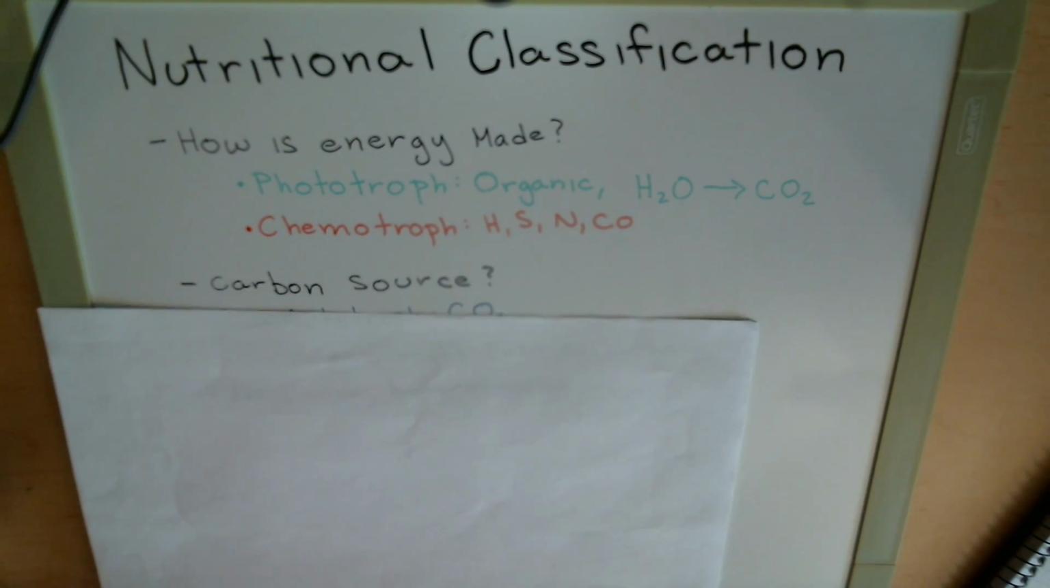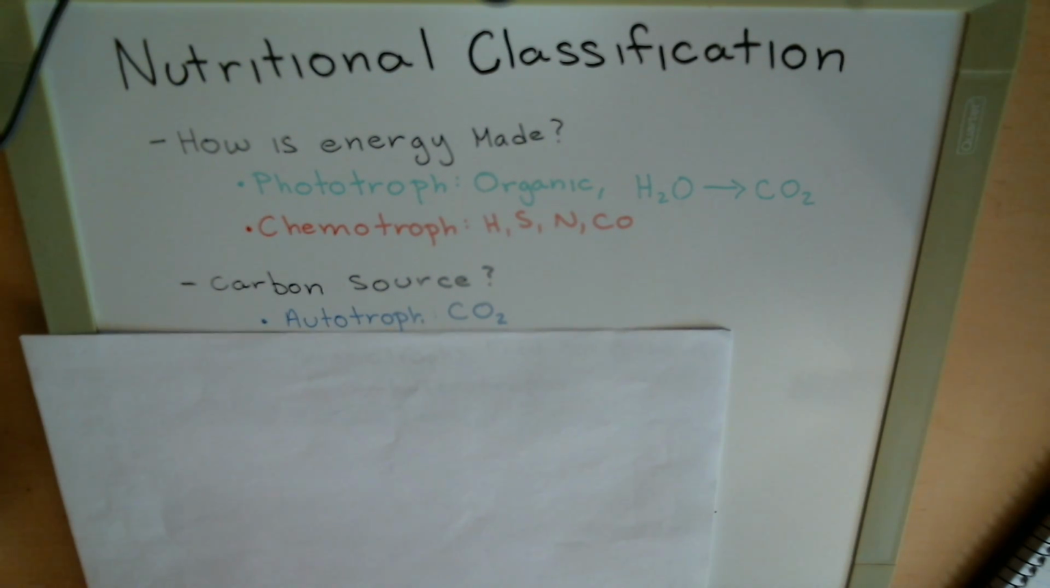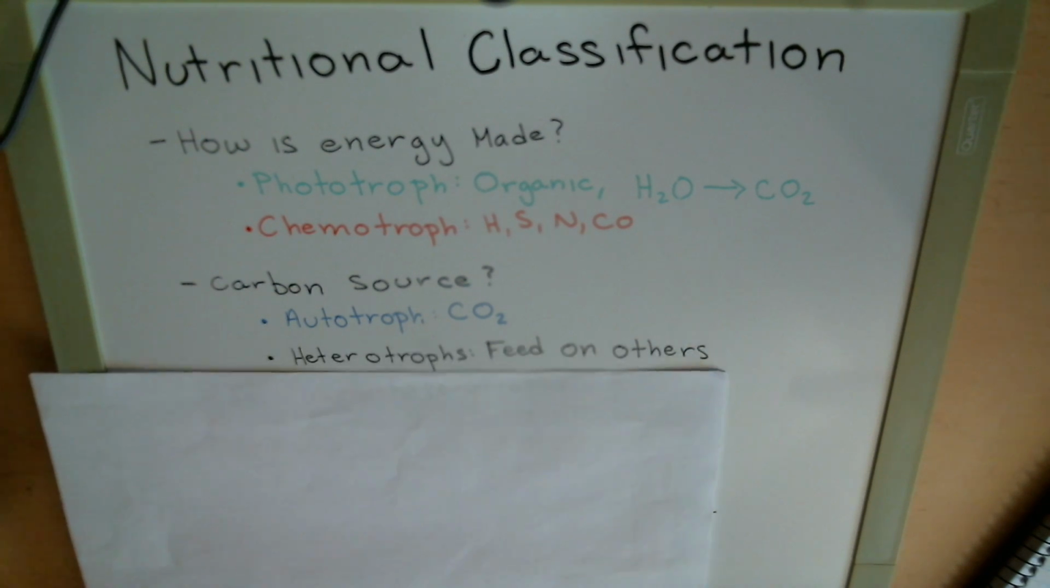The second question would be, where does the carbon source for this organism come from? With autotrophs, such as plants and algae, they get it through the CO2 from the atmosphere that we put out. While heterotrophs, on the other hand, have to feed on other substances such as these plants and other animals in order to obtain carbon sources for themselves.